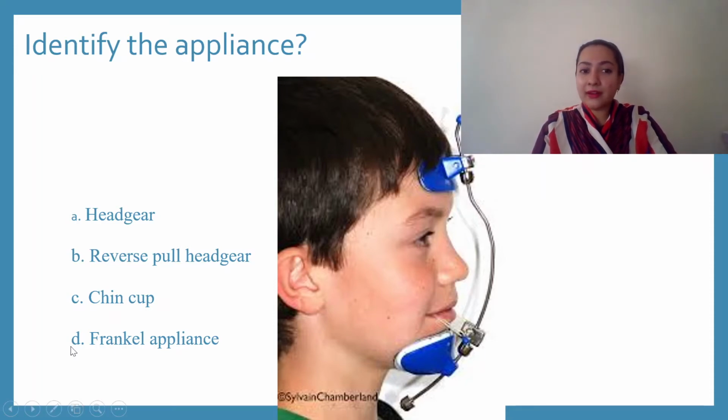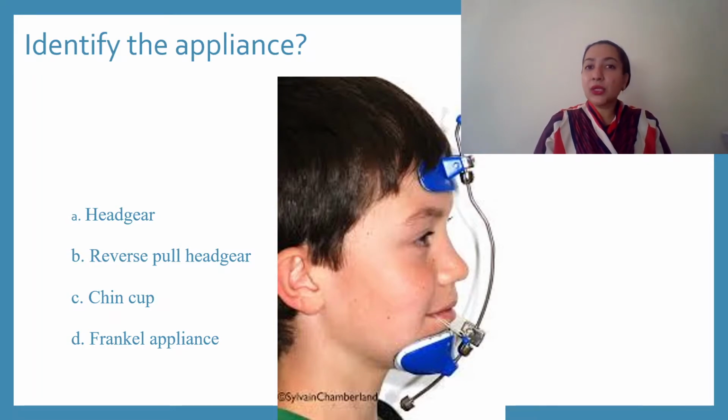So what is done here is reverse pull headgear is used, where with the help of elastics we bring the maxilla forward, and because of this chin cup structure we restrict the growth of mandible. It is basically modification of growth. Okay, we cannot restrict the growth of mandible. It modifies the growth of mandible in such a manner that the class 3 appearance is removed. Next is chin cup. In case there is no other assembly present, just a chin cup portion, then that appliance is known as a chin cup.